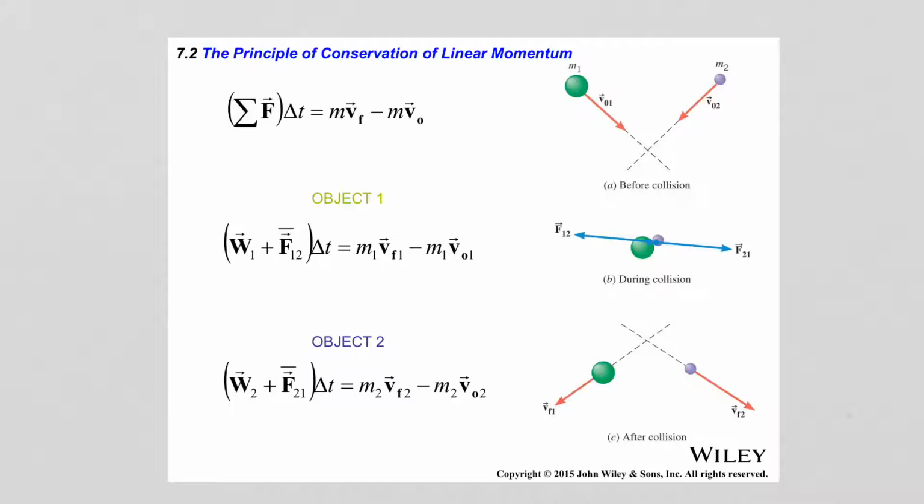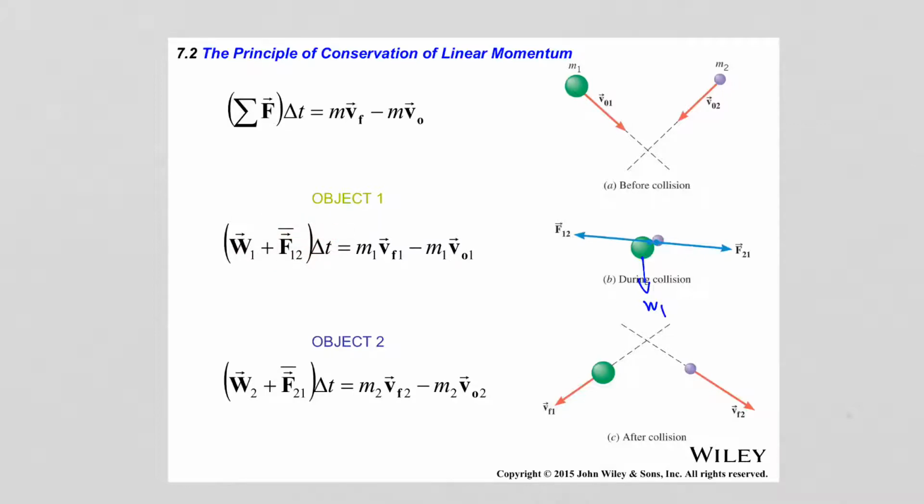So let's apply this to each sphere separately. For sphere number 1, when the collision is happening right here, we have the force with which the second sphere interacts with sphere number 1, so that's F12, plus the gravitational force of sphere number 1, so W1. So this is the net force that sphere number 1 experiences.